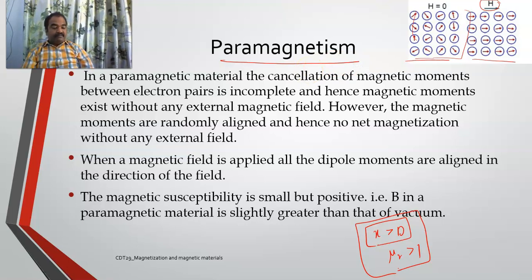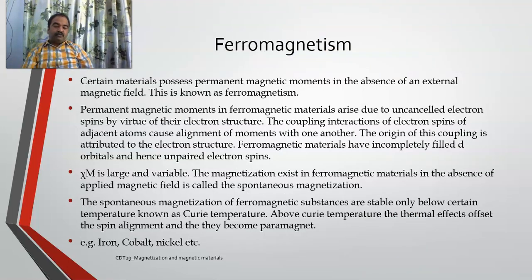On the other hand, in ferromagnetism, there are some materials which possess permanent magnetic moments. In the earlier case, the magnetic moment was 0. But in some materials, we see that even without the presence of a magnetic field, we have some magnetic moments. That property is called ferromagnetism.